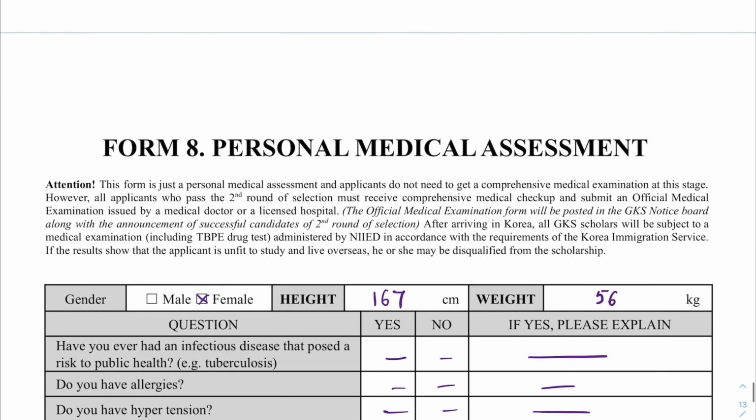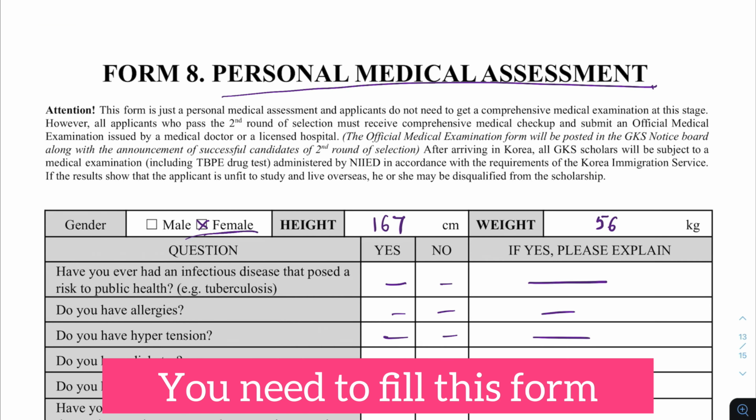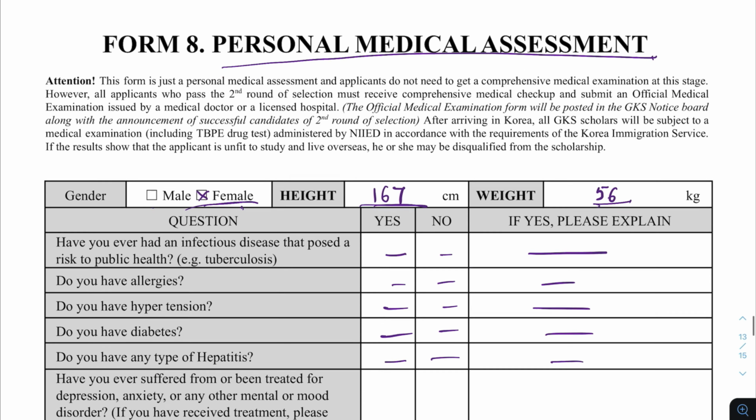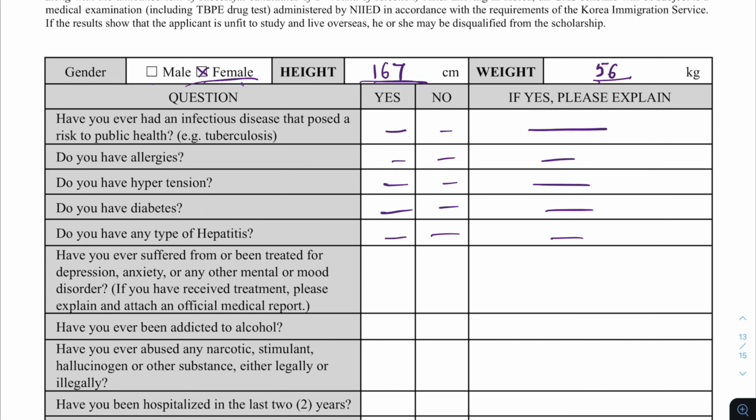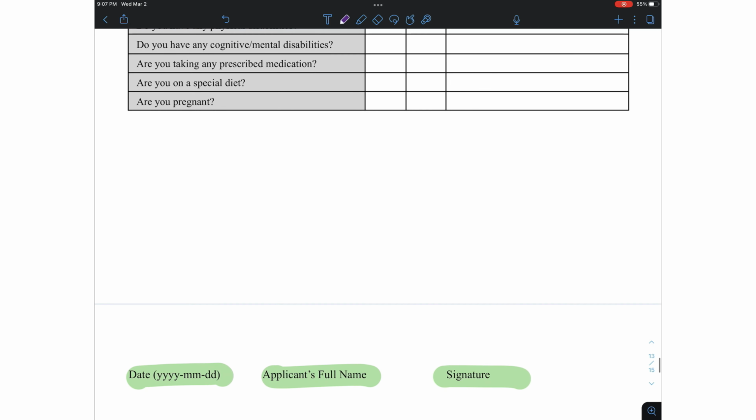Next is the personal medical assessment. So you are male or female, your height and your weight. Is there any disease you had? If you had, yes, and then you can explain. If you have none, then you don't need to explain, and then you have to read all through. Mention here also the date, applicant and sign.